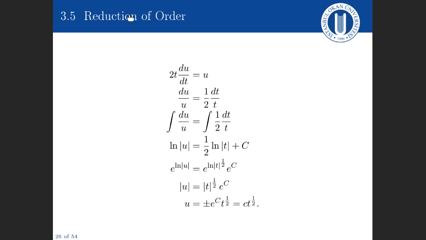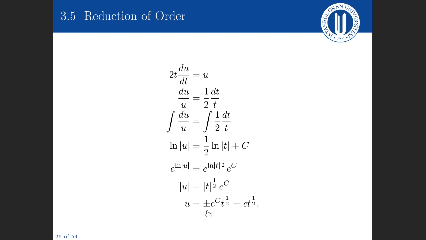This should be revision for you, so I'm going to talk through this very quickly. I'm rearranging the equation so that all of the u terms are on the left and all of the t terms are on the right. Because I've separated the variables, I'm allowed to integrate both sides. I get the natural logarithm of the absolute value of u is equal to 1/2 natural logarithm of the absolute value of t plus a constant.